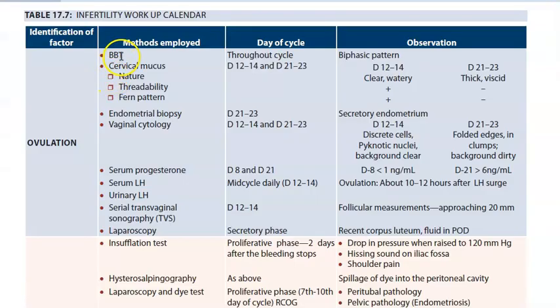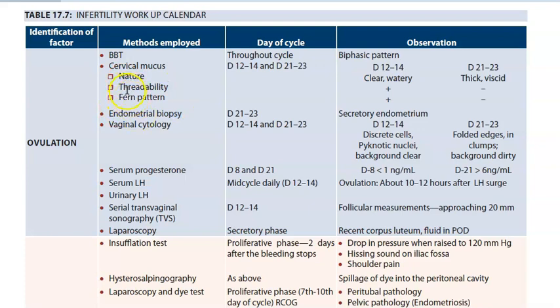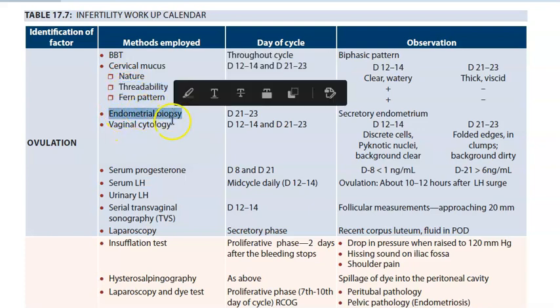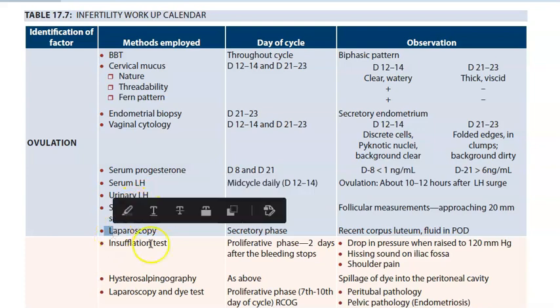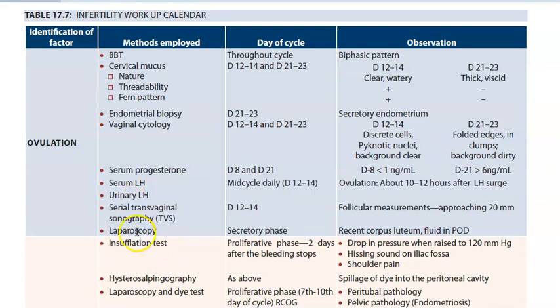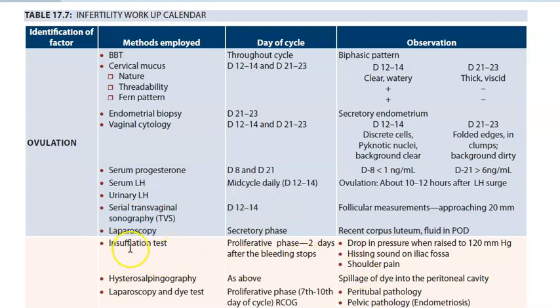Yeah, this is the table I was talking about. See, this is basal body temperature, how it will be, cervical mucus, threadability, Fern pattern, then endometrial biopsy you can do to find out at which level the endometrium is, is it secretory or what is it. Vaginal cytology you can do, to see what types of cells will be there. You can check the progesterone, LH. Then you can do transvaginal sonography, laparoscopy also, to check if she has ovulated. A sonography will indicate the follicle measurements, etc.